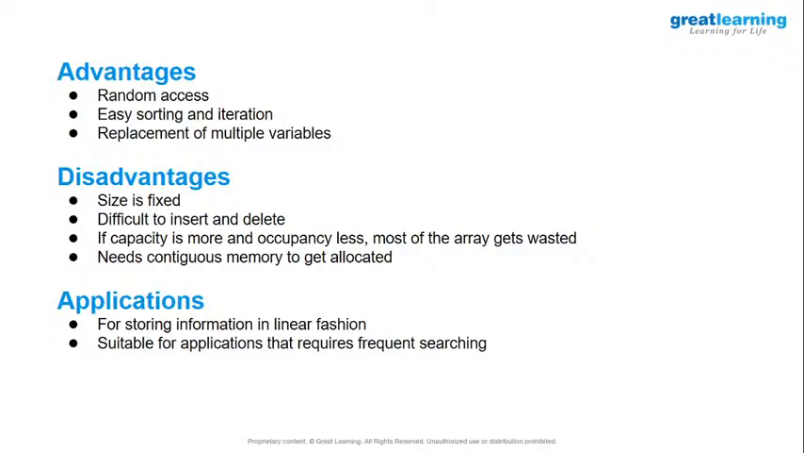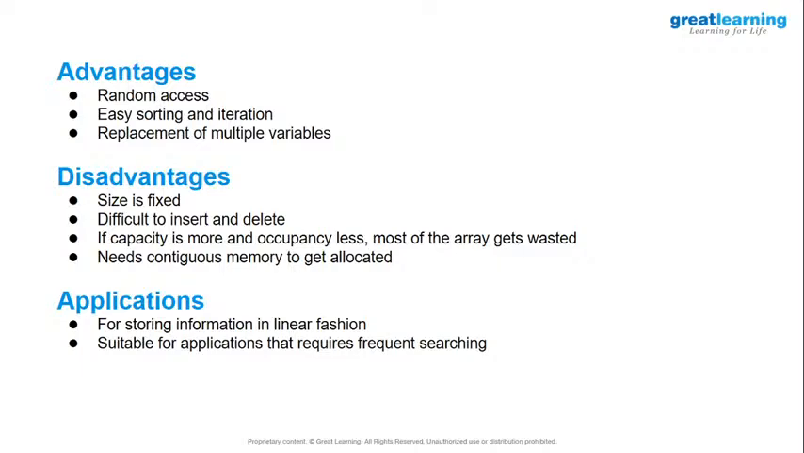Okay, so the advantages, you all know these: random access, easy sorting, iteration, replacement of multiple variables. Disadvantages: size is fixed, difficult to insert and delete. Why is it difficult to insert and delete? Quickly write in the chat section, quickly, guys.